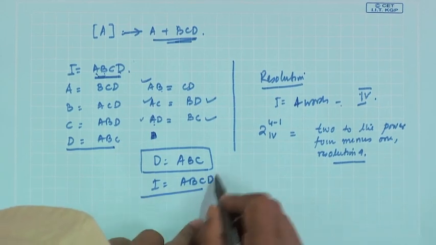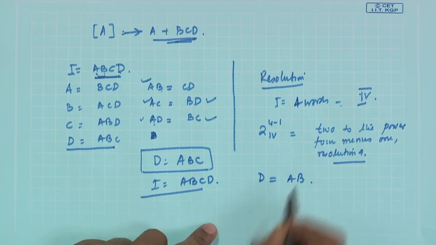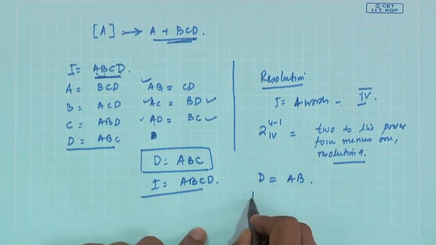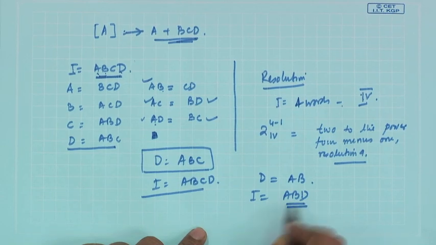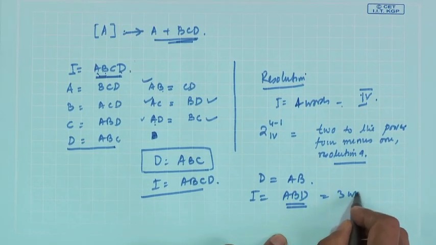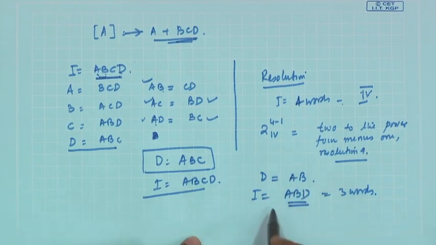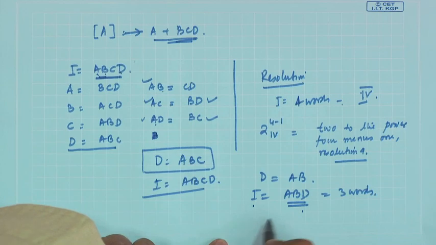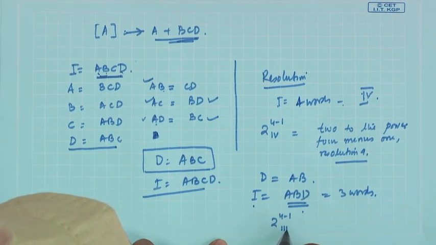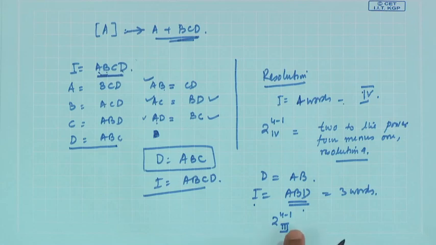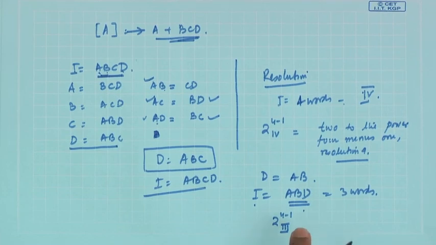If instead of this, you say D equal to AB, then I told you I will be ABD. Now, how many words? It has 3 words. So, if you do this, accordingly the algebraic sign table will change, the contrast will change, the alias structure will change, everything will change. Then this design will be known as 2 to the power 4 minus 1, resolution 3. So, this is fractional factorial design 2 to the power 4 minus 1, resolution 3.